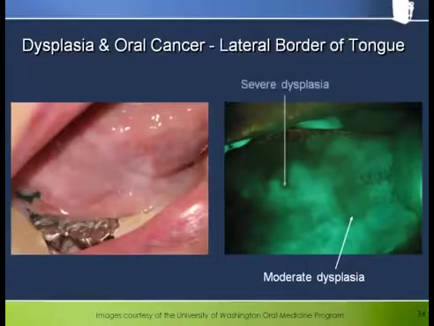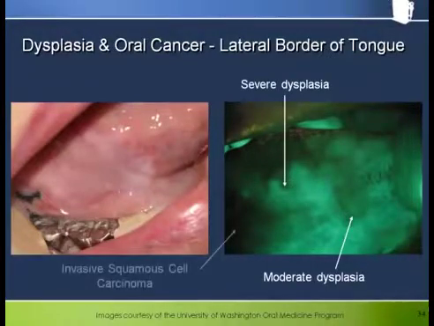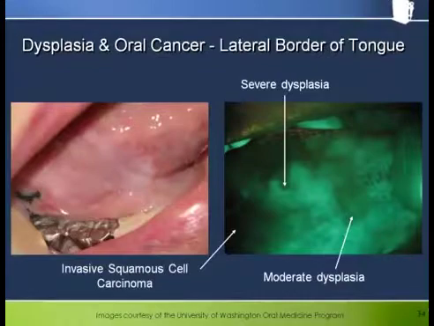The slightly less dark area on the right-hand side of the image was found to be moderate dysplasia. The smaller, very peculiarly shaped, darker area more toward the top of the tongue was severe dysplasia, and the very dark area posterior to these two areas was invasive squamous cell carcinoma.